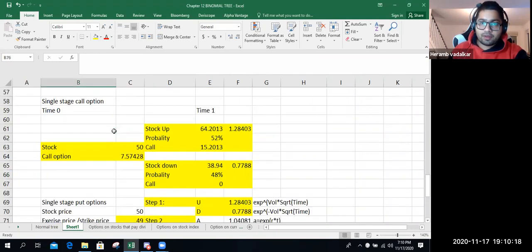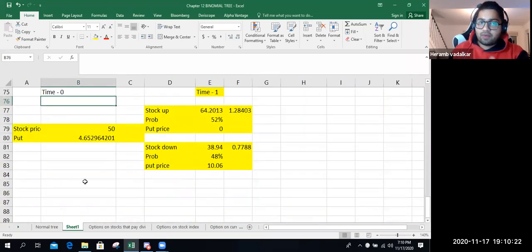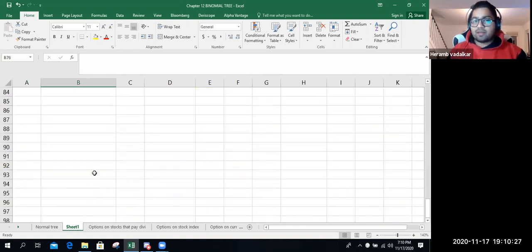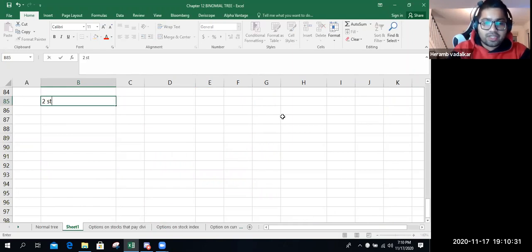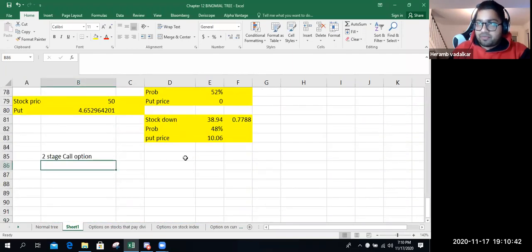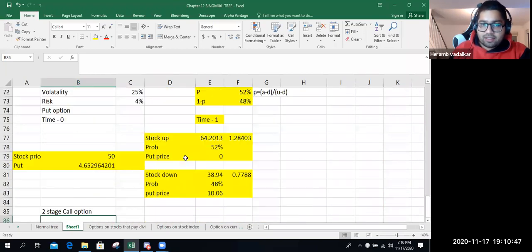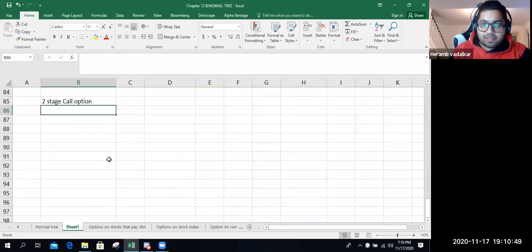Okay. So we have done 2 call problems and 1 put problem, single stage. So let's make it a little bit more complex. Let's have a two-stage call option. So drawing the tree will be different, right? Rest of the steps are same. So I'll just make something up and we'll start solving.